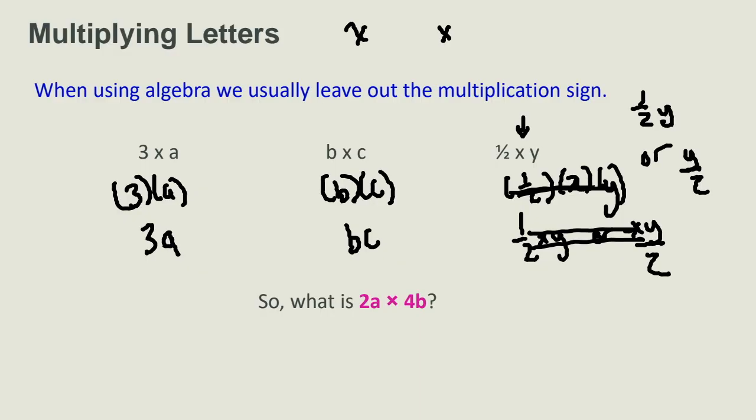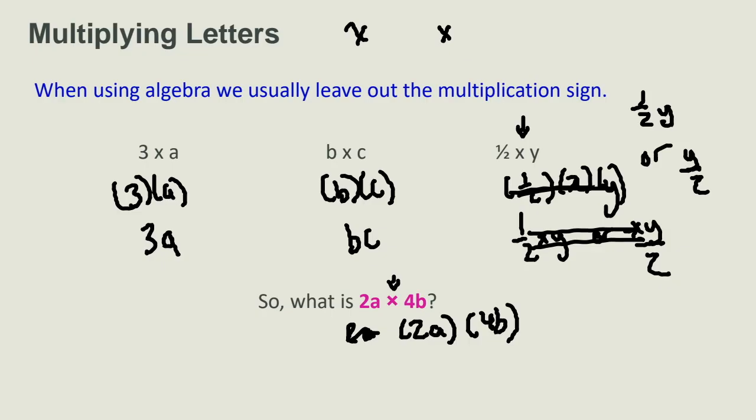A perfect example of why we don't use multiplication signs. So here we have 2a times 4b. In the first part, we used a multiplication sign, but again, we're going to stop using those and we're going to get used to using brackets.